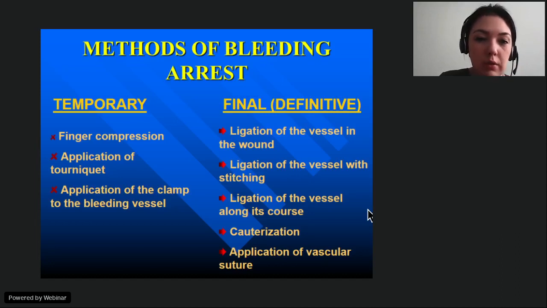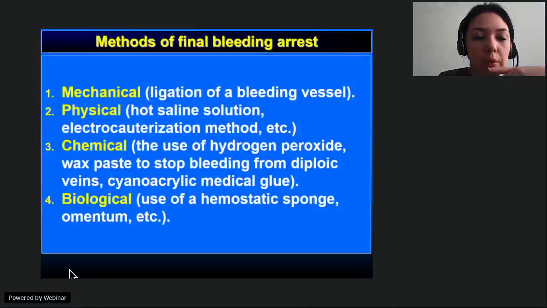Cauterization, that is application of the energy to burn tissues and to stop bleeding this way, and application of vascular suture. So ligation of the vessel with stitching is when we do not just tie a knot around the vessel, but we also make a stitch through the lumen of the vessel. That is a more reliable, more secure method of final hemostasis. So these are methods of final hemostasis.